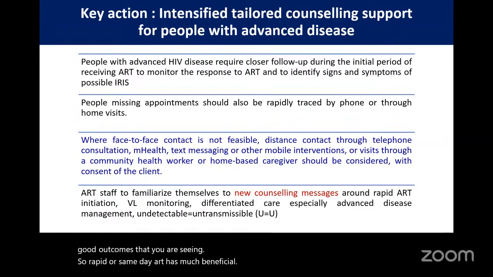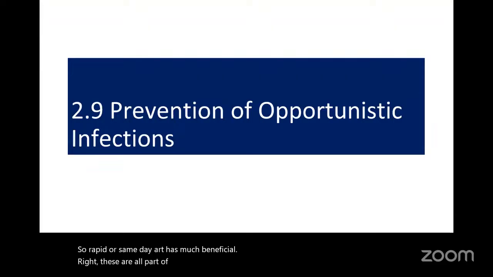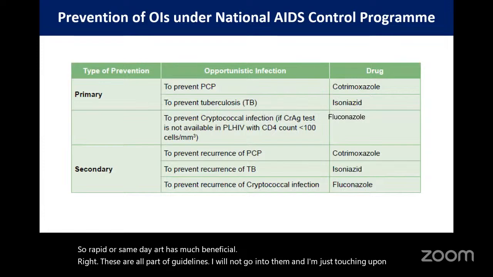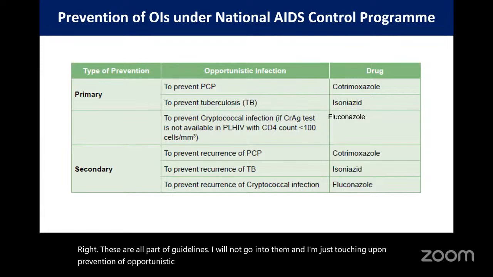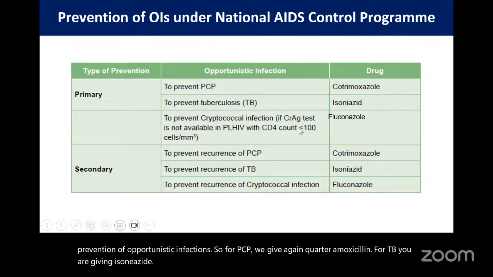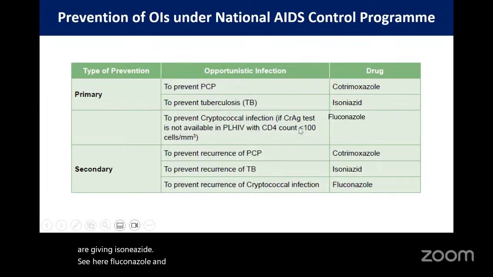Right. These are all part of guidelines. I will not go into them. And I'm just touching upon prevention of opportunistic infections. So for PCP, we give again cotrimoxazole. For TB, you are giving isoniazid. See here, fluconazole. And again, secondary for PCP, secondary for TB, secondary for cryptococcal infections.